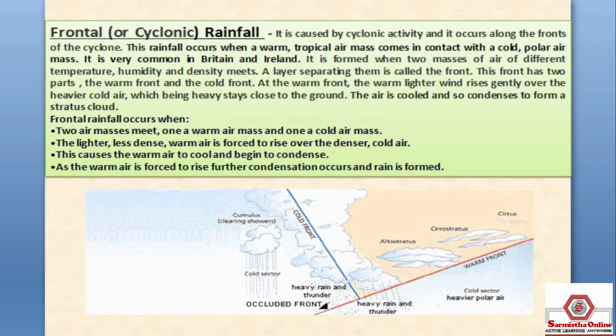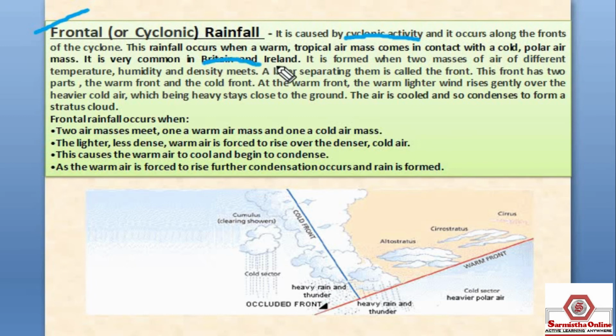Next is the frontal or cyclonic rainfall. It is caused by cyclonic activity and it occurs along the fronts of the cyclone. This rainfall occurs when a warm tropical air mass comes in contact with a cold polar air mass, and it is very common in Britain and Ireland.